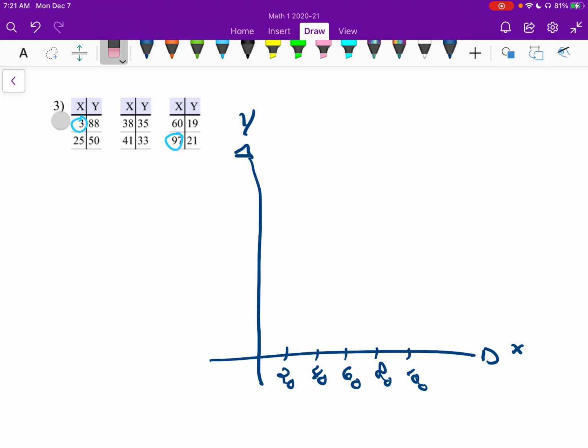And then I look at my y's, and what's my smallest number for the y? It is 20, well, 21. And then I go all the way up to 88. So it almost seems like it would be good again to count by 20s. So that's what I'll do. 20, 40, 60, 80, 100.